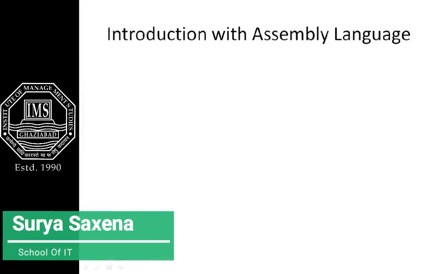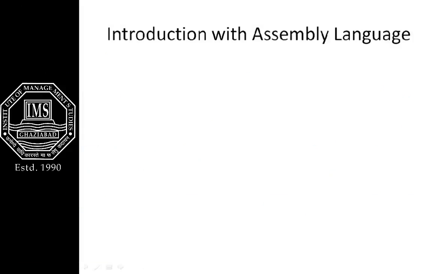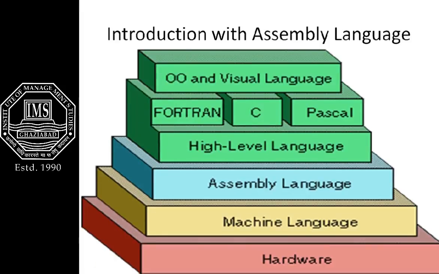Today, the topic for discussion is assembly language. In this lecture, we first introduce assembly level language. We can see the position of assembly level language is intermediate between machine level language and high level language. So, assembly level language works as a mediator between machine level language and high level language. They directly communicate with the machine level language.